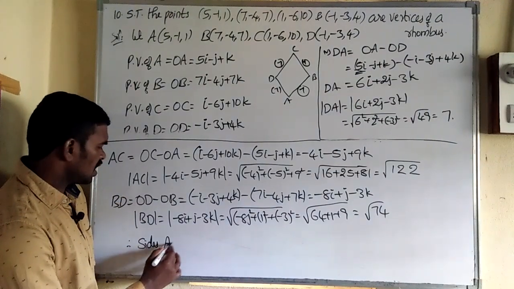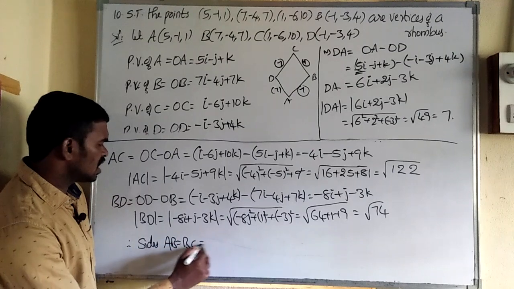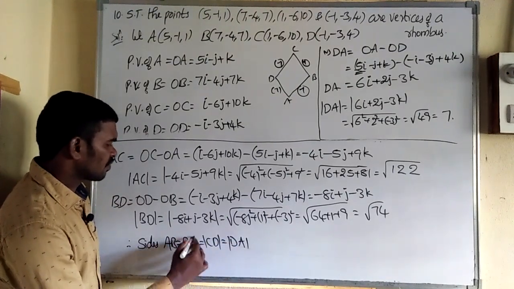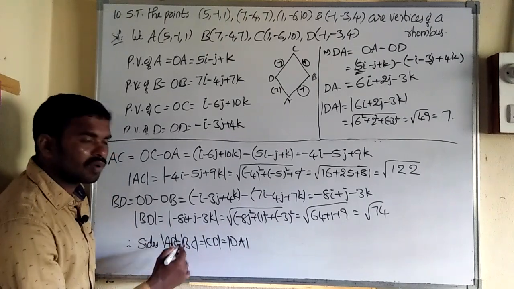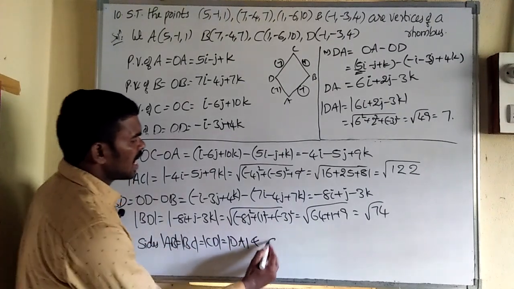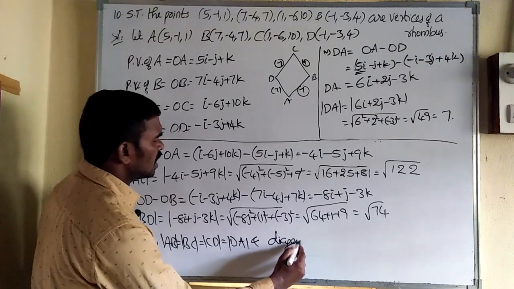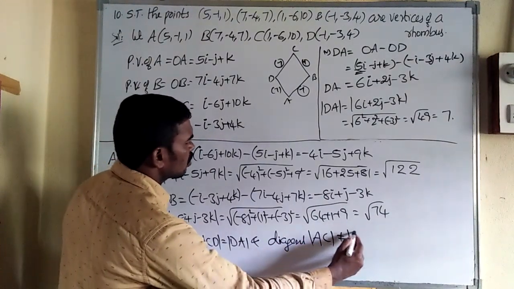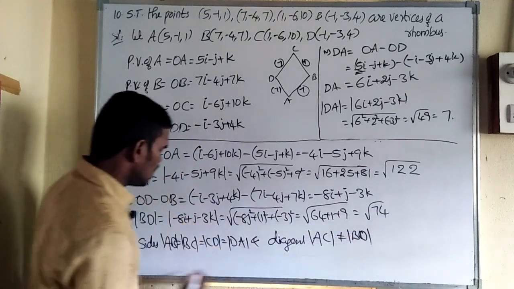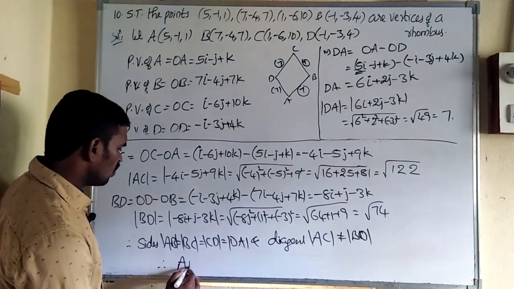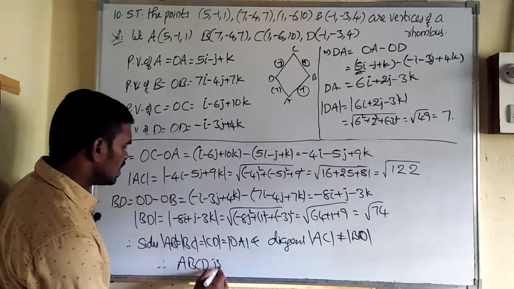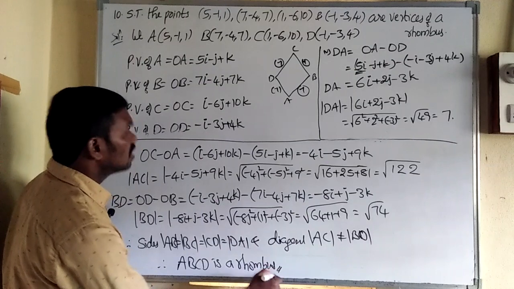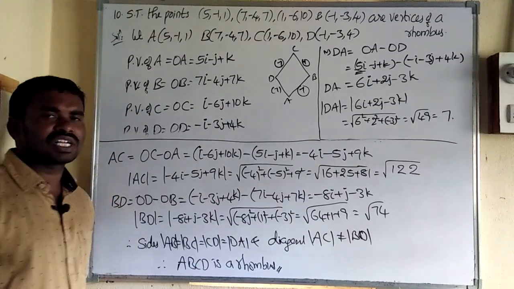So the sides AB equal to BC equal to CD equal to DA, the lengths of the sides. In vectors we have to take modulus. And the diagonal AC is not equal to the diagonal length BD. So what can we say? Therefore ABCD is a rhombus. This is the answer of this 10th question. Is it clear?